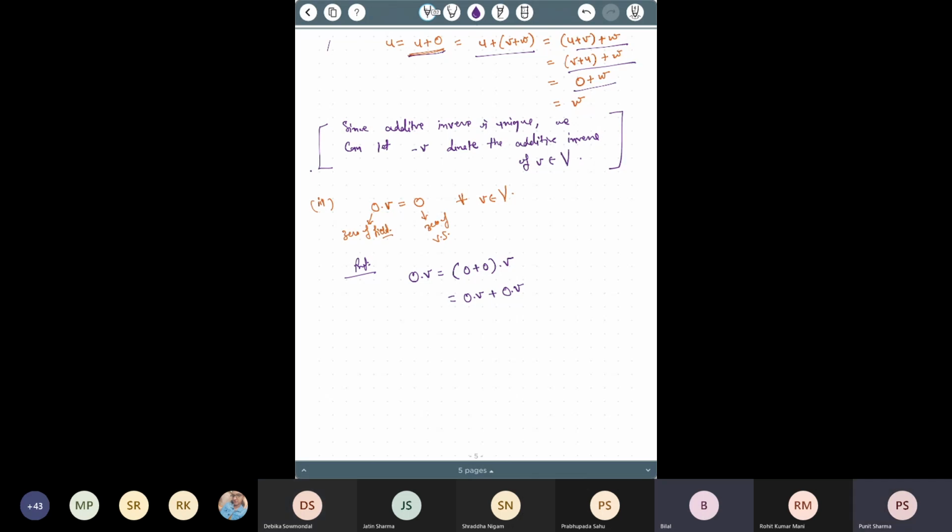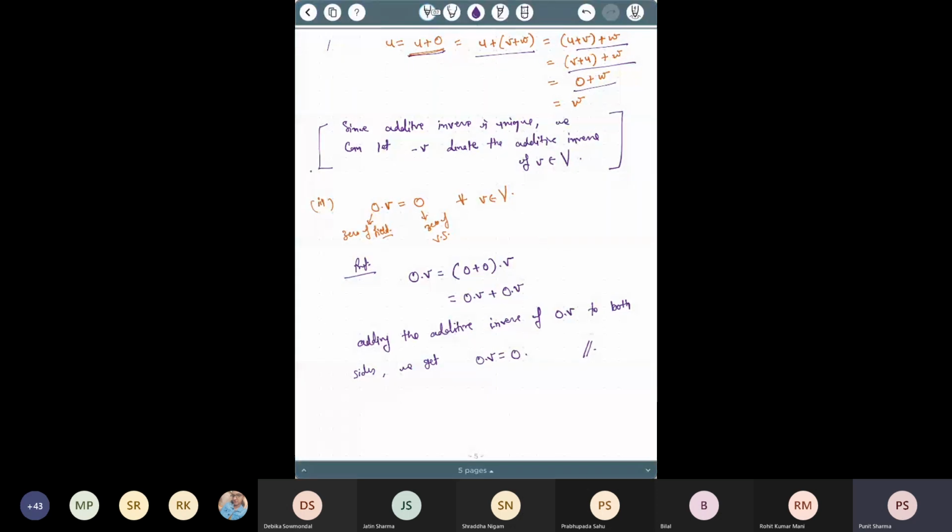Yes, so instead of saying left cancellation law, you can say that you just add the additive inverse of 0 dot v to both sides. This is what we know. We don't know what the left cancellation law is. So you just add the additive inverse of 0 dot v. This is a vector in the vector space, so we can find its additive inverse and add it to both sides. We get 0 dot v equal to 0. And that's all.